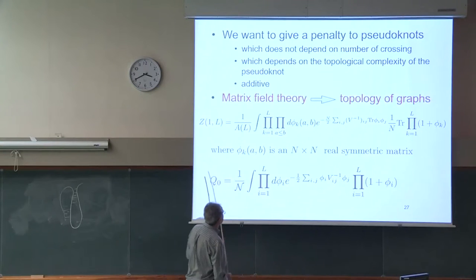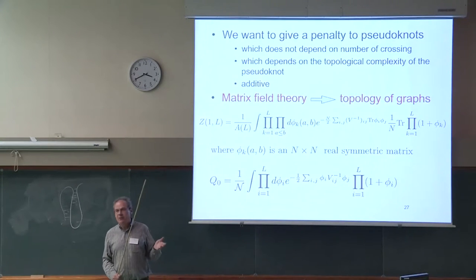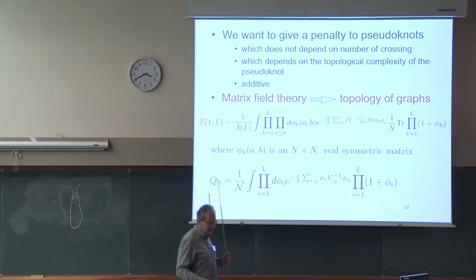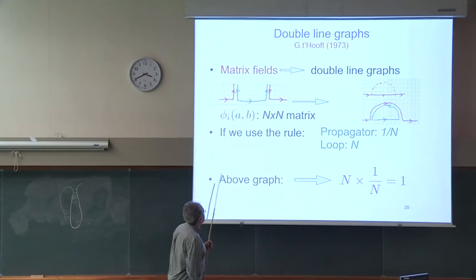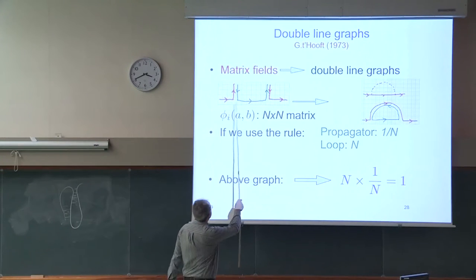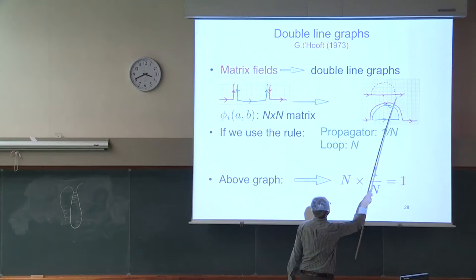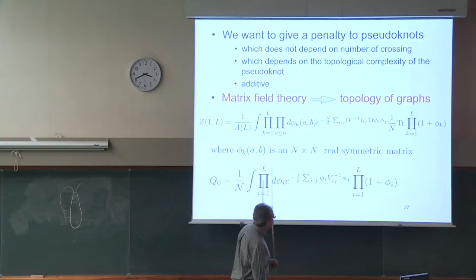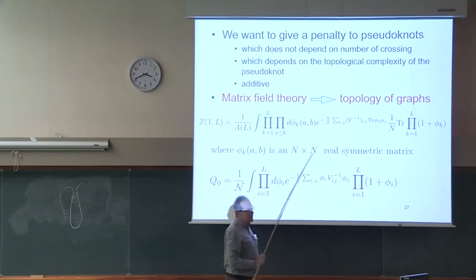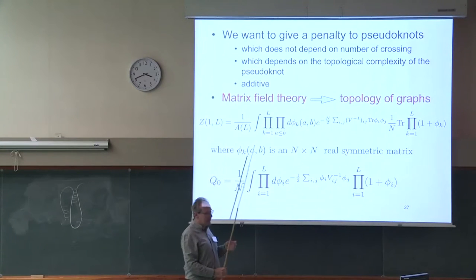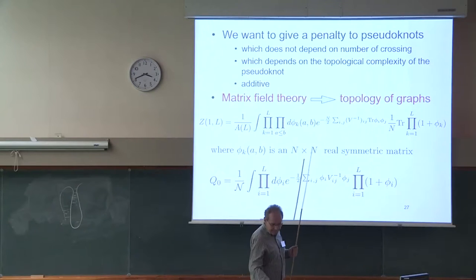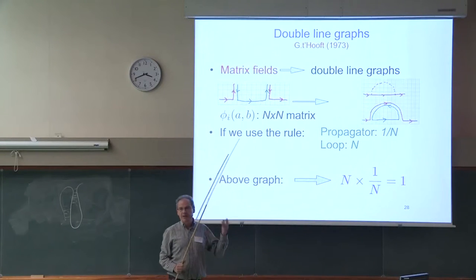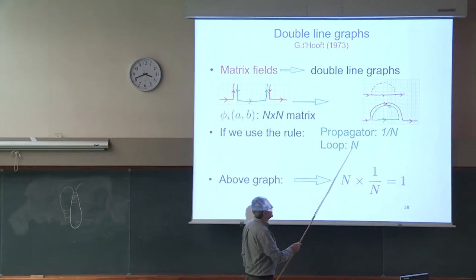So, of course, when you have such a matrix field theory, if you start doing graphs like you do for the previous case, you want to introduce double line graphs as they were introduced by 't Hooft in 73. So instead of representing the pairing lines by a single line, you represent them by a double line. And then you just do the usual counting, and the usual counting is that because the propagator is n inverse, it means that the double line propagator will have a factor 1 over n. So for any double line propagator, you have a factor 1 over n. And since you have a summation over the color of the matrix, you have a factor n for each loop.